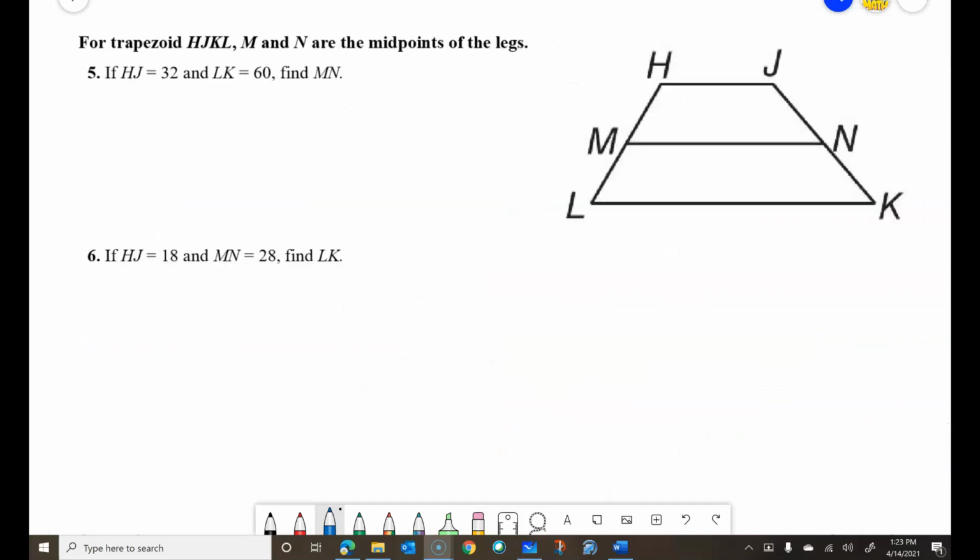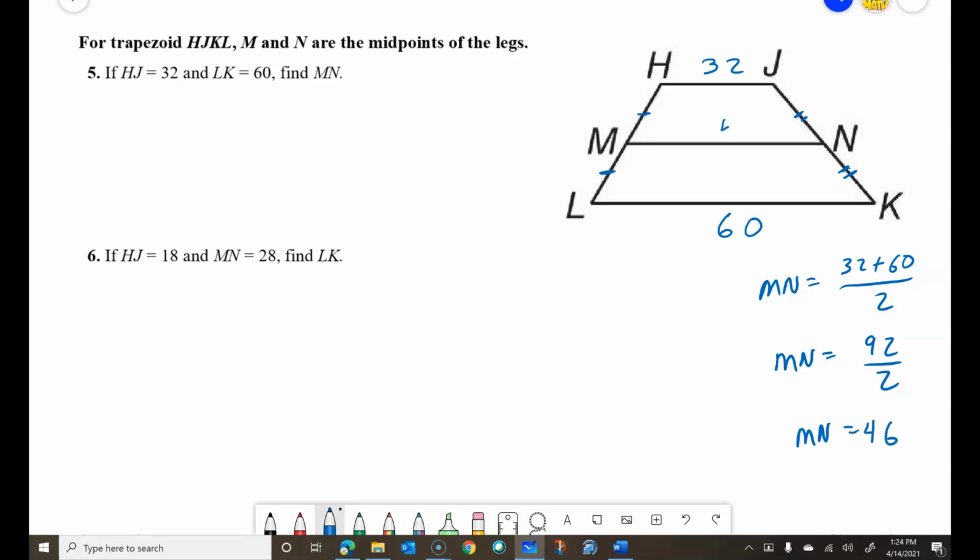Okay, so in our last example here, when we connect the midpoints of the legs of a trapezoid, and notice I'm just marking that they're equal to each other, they tell me that M and N are the midpoints. When I do that, I create what's called the midsegment. So if HJ is 32, and LK is 60, the length of MN, which is the midsegment, is just halfway between the two of those. So we take 32 plus 60, we add those two together and divide by 2, and that would be our length of MN. So we have MN is 92 divided by 2, which is 46.